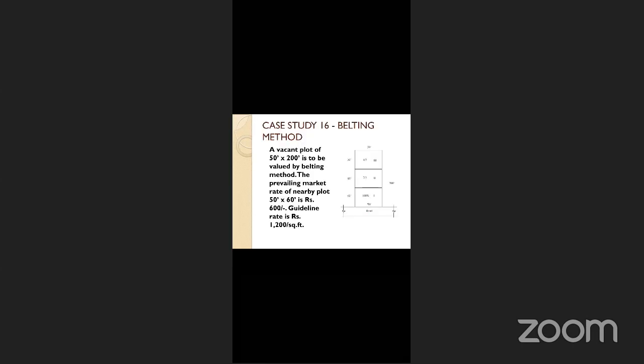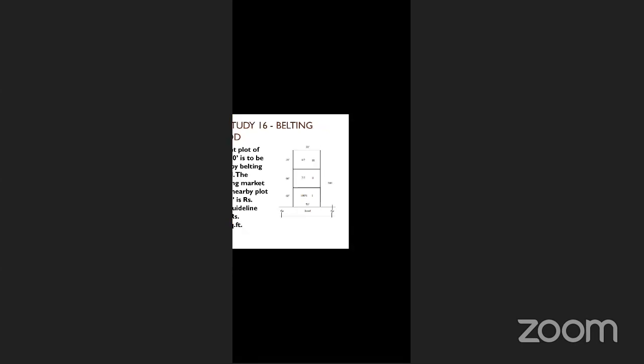So it is very easy now. What is the size of the belt? Calculate it. 50 into 60, 3,000. What is the unit rate of 100%? 600. So multiply it with 600. Take 100%. So 600. The value of the belt is 18 lakhs. Very clear. For the first belt we don't have any confusion, because a similar plot is sold in the neighborhood at the same rate. It is given in the question itself. The nearby plot 50 by 60 is rupees 600. So just apply directly, no deduction for the first plot.